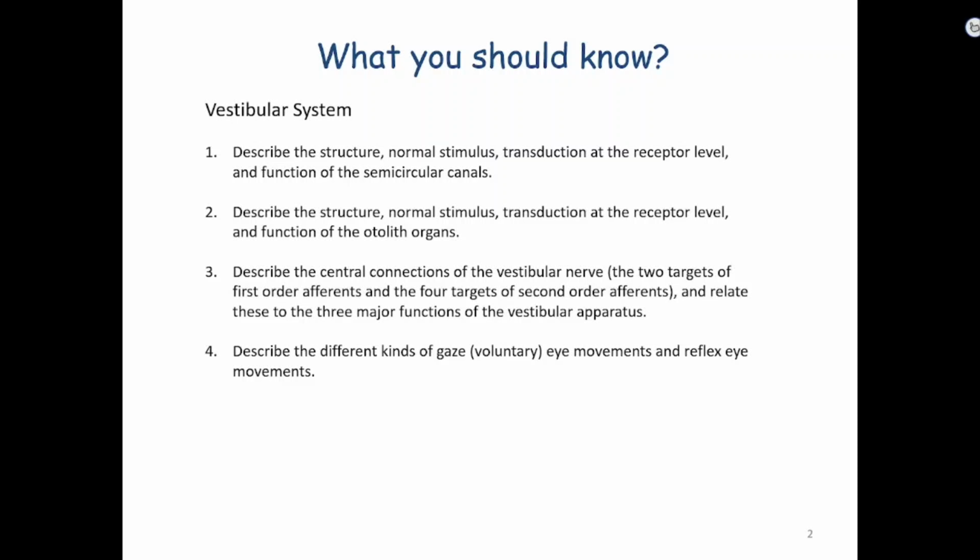Then we are going to talk about the otolith organs, which are basically the utricle and saccule. So we will talk about the normal stimulus and transduction at the receptor level for the otolith organs, like utricle and saccule. Then we are going to talk about the central connections, the vestibular nuclei, and the pathway of the vestibular system, and where these connections are going and what they are doing.